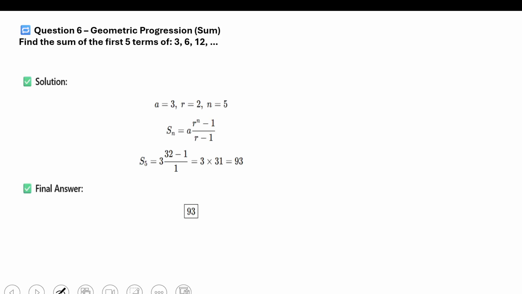Okay, so we have to find the sum of the first 5 terms of this geometric progression. So the sum of the first 5 terms is given by this formula. We know that the first term is a. The common ratio is 2. Why? Because 6 divided by 3 is 2, and 12 divided by 6 is 2. So it's a common ratio. The number of terms is 5, right?